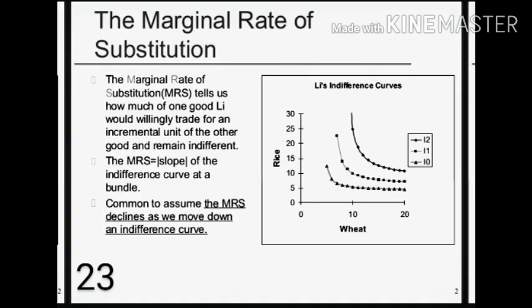The marginal rate of substitution. The marginal rate of substitution, MRS, tells us how much of one good one would willingly trade for an incremental unit of the other good and remain indifferent. The MRS is the slope of the indifference curve at a bundle.